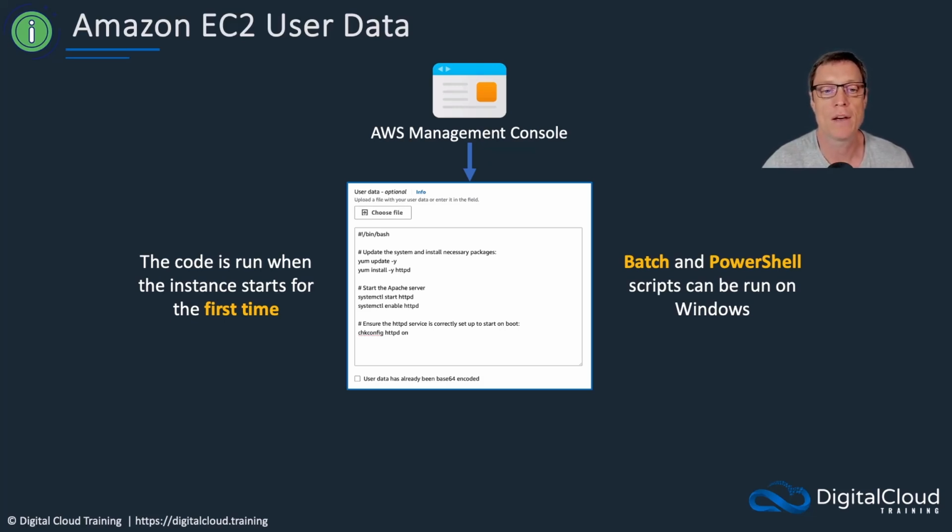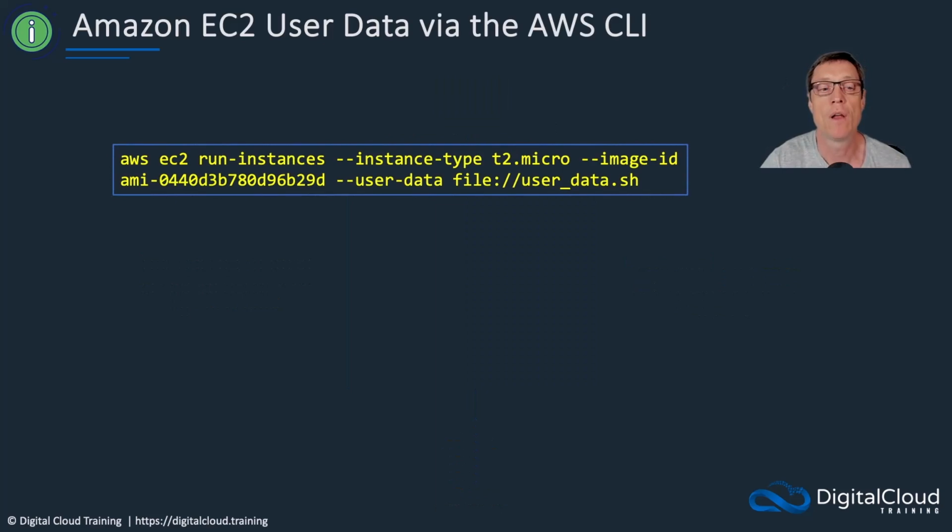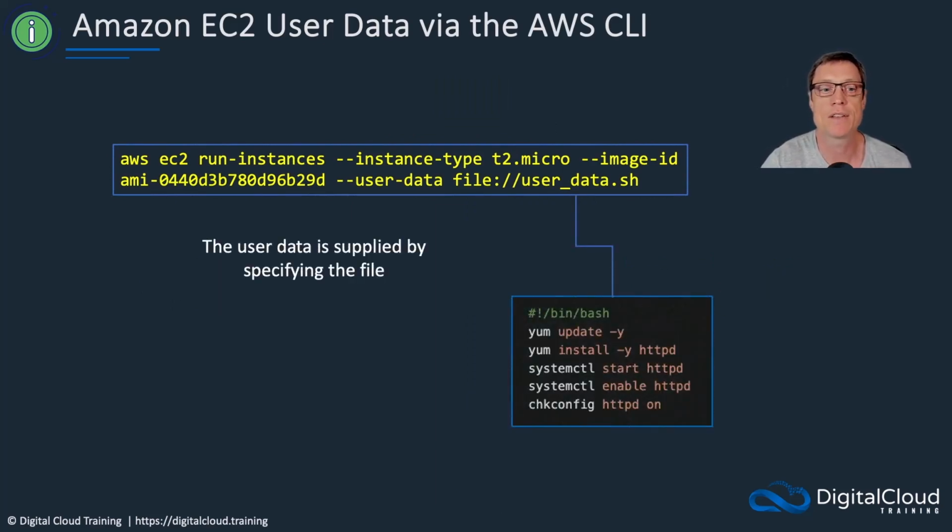The example here is some code that's going to run on a Linux instance to update patches and then install and start a web server. So in this case, we end up with an EC2 instance running a web server. So that's using the management console. As I mentioned, you can also do it via the CLI. So here the user data is supplied by specifying the file in the CLI command, and this would be the script file or the contents of the script file, which we're then going to execute as the instance launches.